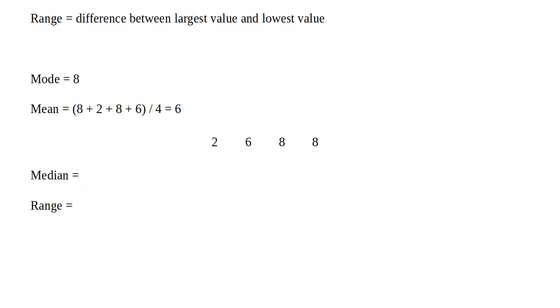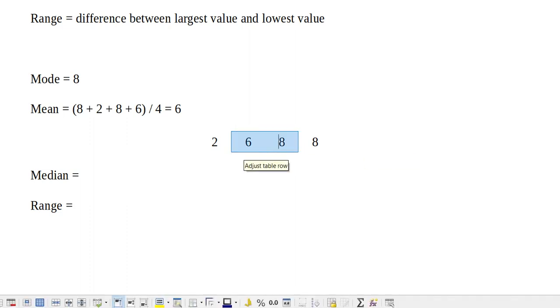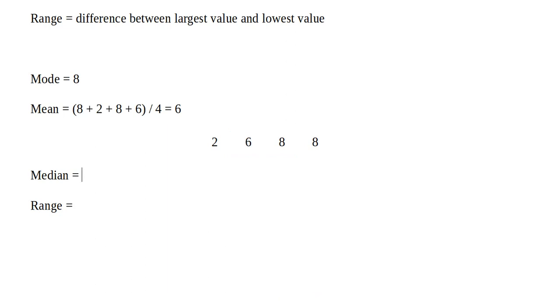And then from this, I can see that 2, 6, 8, 8, my median is going to be halfway between 6 and 8. There's two central values, so halfway between 6 and 8. How do you find the halfway point? Well, you add them together, divide by 2. So 6 plus 8 would be 14. 14 divided by 2 is 7.